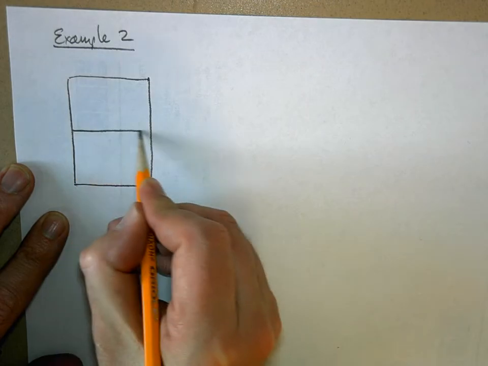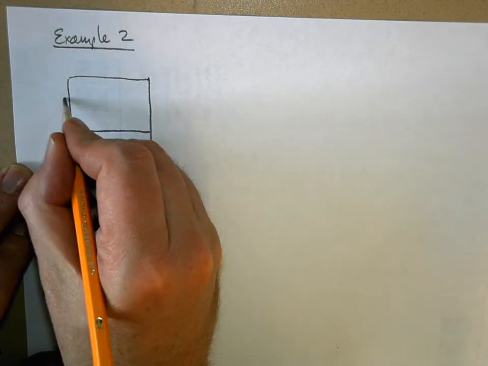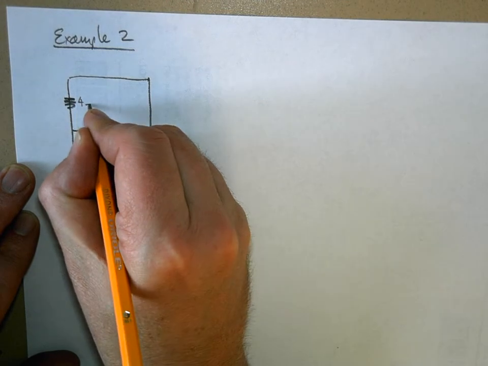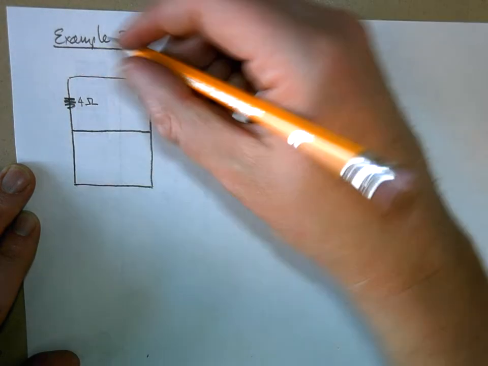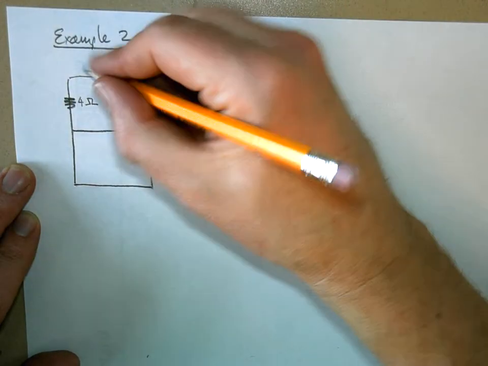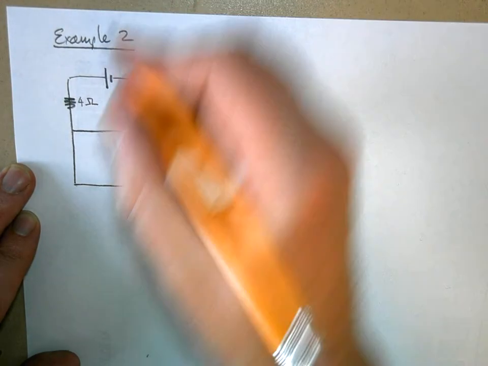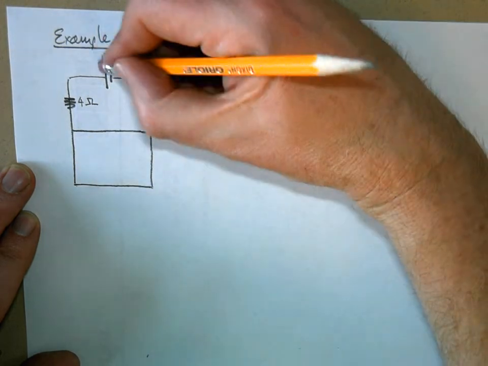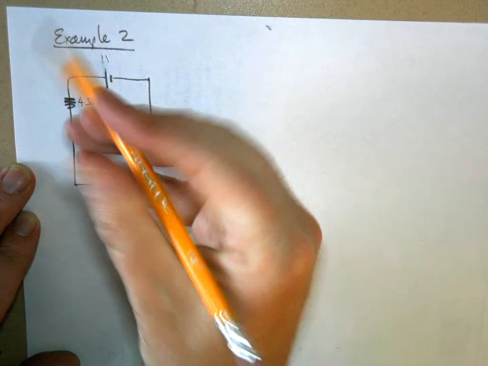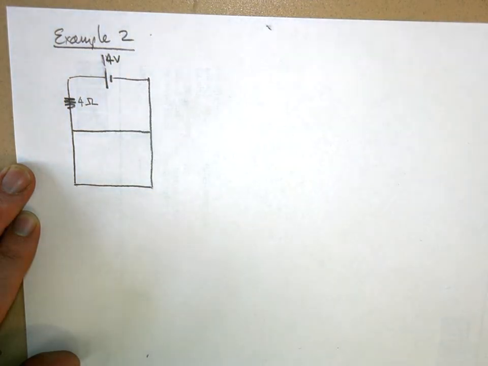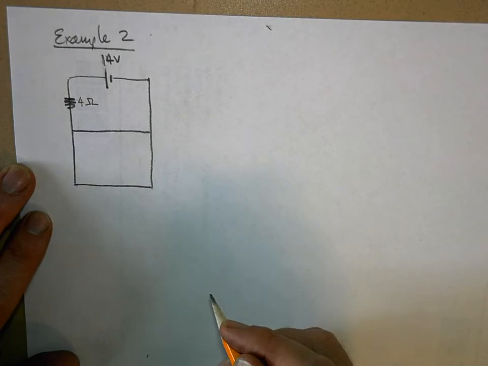Now, where are my resistors? I'm going to put a 4 ohm right here. And then up at the top here, I'm going to put a 14 volt battery. So that's 14 volts.